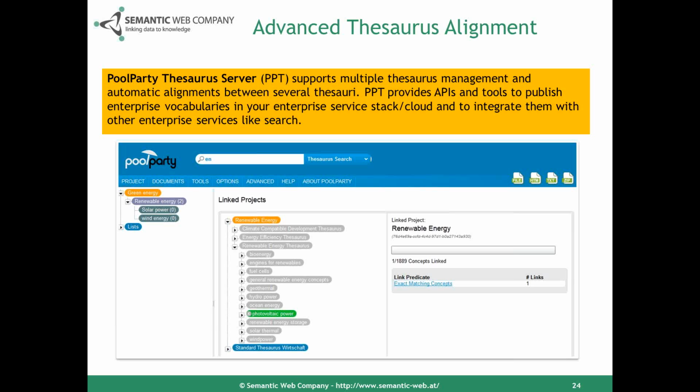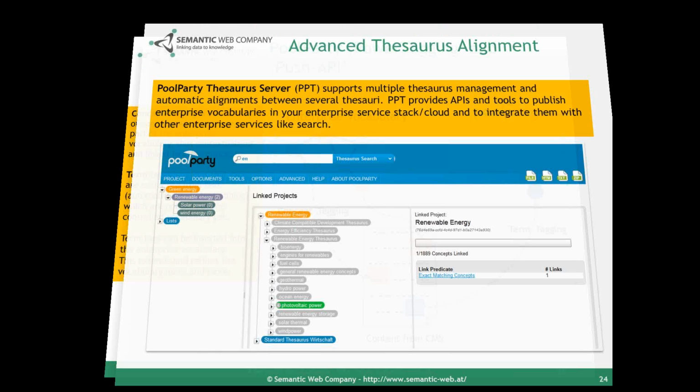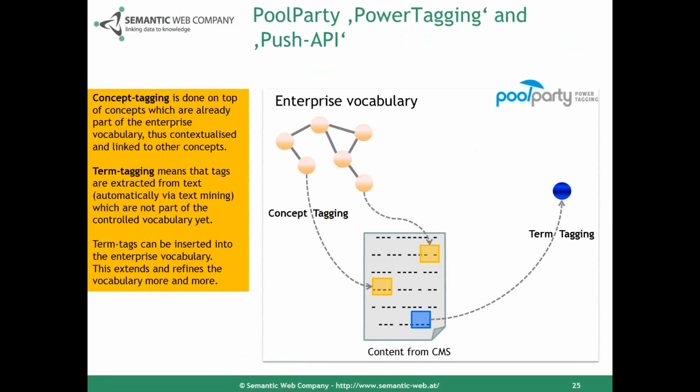So you can drag and drop parts of your thesaurus on the other one, on the target thesaurus, and then the alignment will be calculated more or less automatically, and you can curate the results and say, yes, that's the correct alignment, or no, that's not correct, or it's not an exact match, it's rather a close match, things like that. So that's how PoolParty can help you to align your enterprise vocabularies.